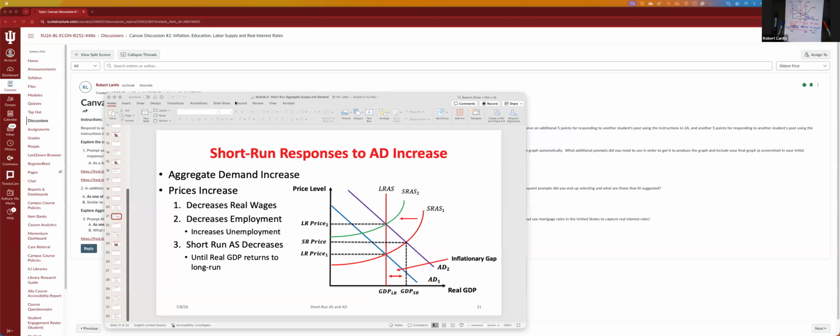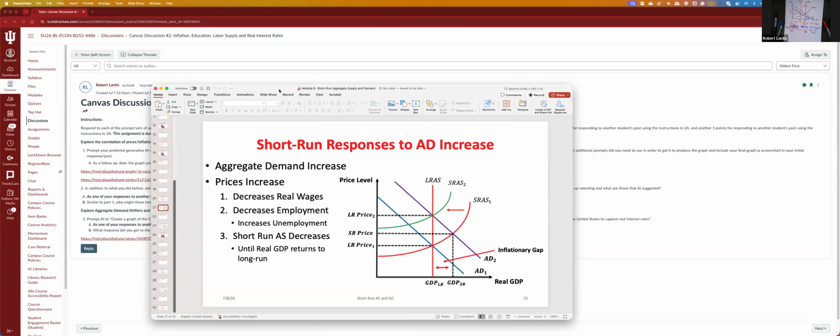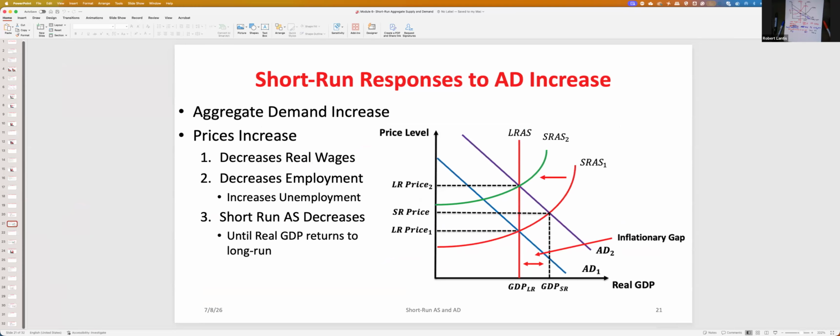Okay. Any questions on that before we keep moving here? Okay, so before we talk about simultaneous changes and their impact on inflationary and deflationary gaps, I want to make sure we have something set up for once we cover this.